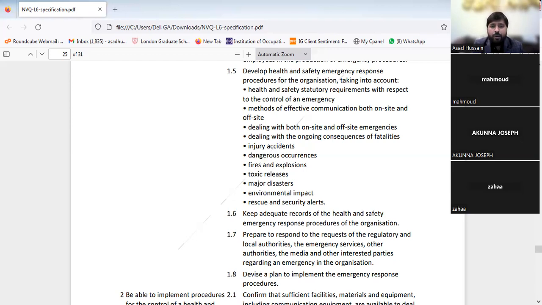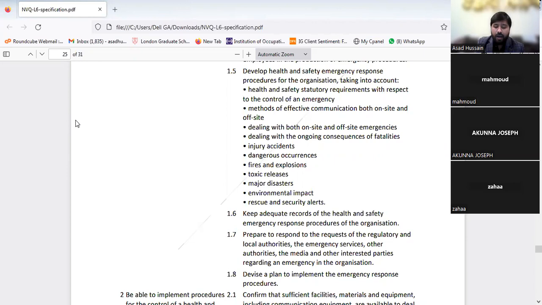Okay, thank you. Now moving forward to 1.6: keep adequate records of the health and safety emergency response procedures of the organization. So in 1.6, it is asking what records you have or how you are recording these emergency response procedures in your workplace. For that purpose, you have to explain how you store records of the procedure, where they are stored, and how people can access these records.